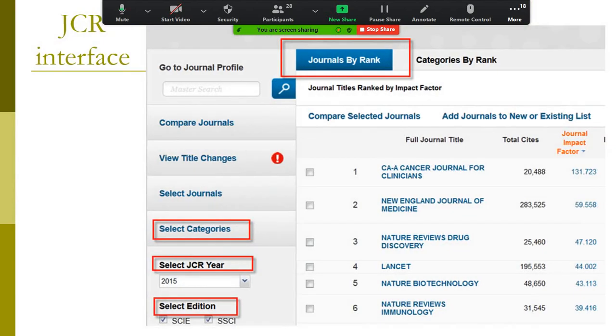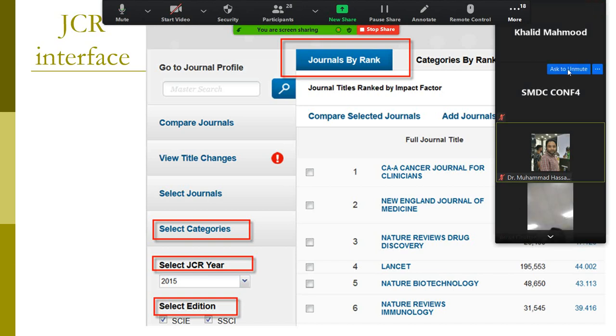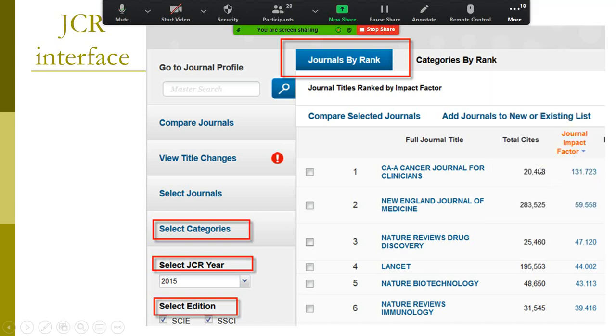So look at the JCR interface. If we have a connection or a subscription to JCR, you will be logged into this platform. You will find different filters on the left side: the subject category, JCR year, and the select edition, meaning the Science Citation Index Expanded or Social Sciences.